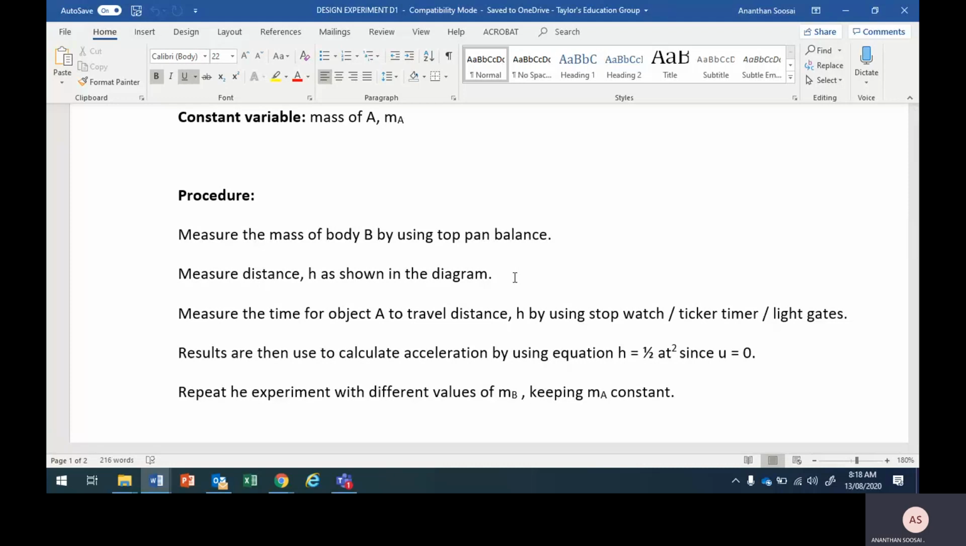What should you say? What versus what is to be plotted? What is the y-intercept? What is the gradient? And how is the graph going to look? Straight line. Those are the 4 things you should tell. What versus what to be plotted? It's going to be a straight line.